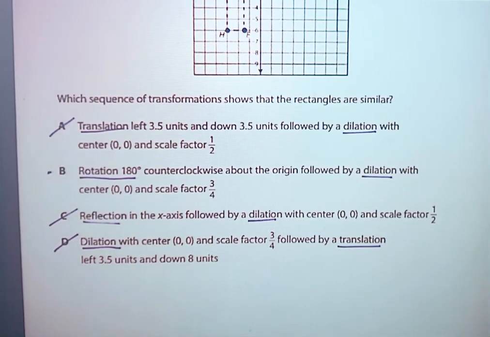So let's talk about scale factor real quick. Scale factor of 3/4 means it's going to get smaller. And if you look at your image, it absolutely gets smaller. If you have a scale factor of 2, 3, or 4, it's going to get bigger. But in this case, it does get smaller, so I'm pretty confident that B is the correct answer for that one. Number 9.